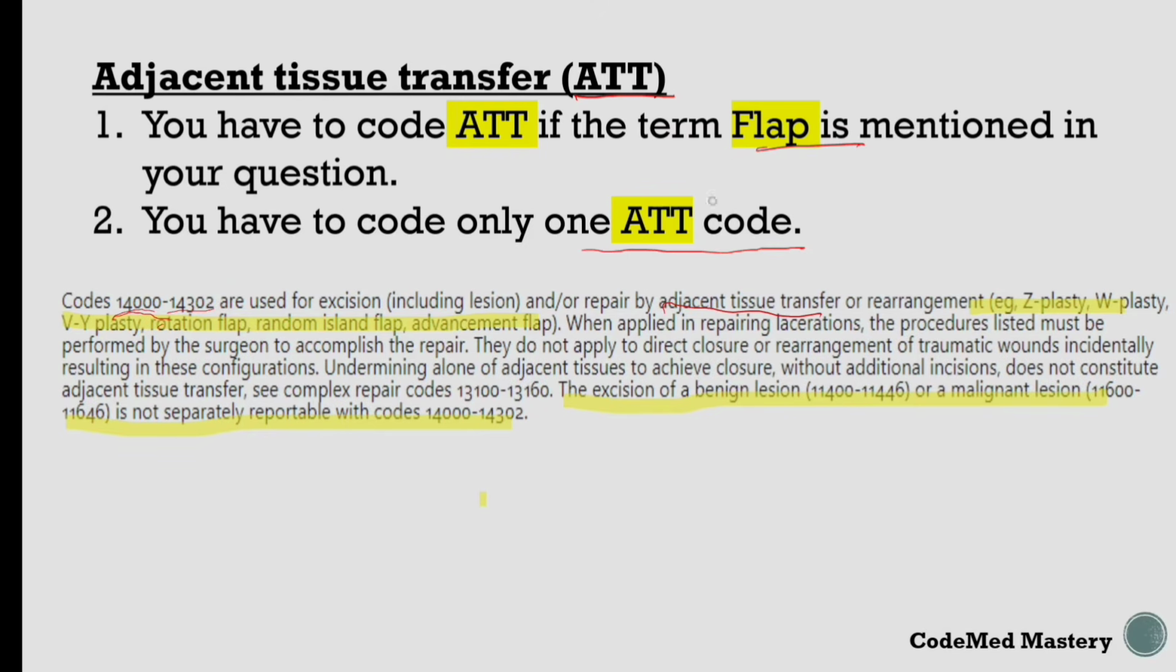So as I already told you, if the term flap is mentioned or if the term Z-plasty, W-plasty, V to Y-plasty, rotation flap, random island flap, advancement flap, if all these things are mentioned, then please remember that it is ATT code. It is related to ATT codes. Also remember that the excision of a benign lesion, we already discussed this before, or excision of malignant lesion is not separately reportable with adjacent tissue transfer codes.